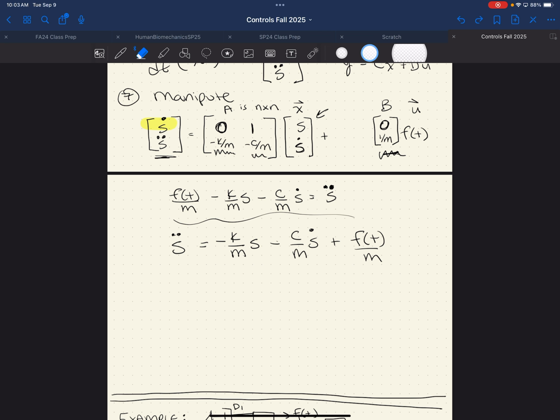I'm going to keep that. I highly recommend, if you want to double check that we have done this correctly, go ahead and compute the matrix multiplication. It should end up being that S dot equals S dot, and the second row should be S double dot equals everything in the equation of motion.